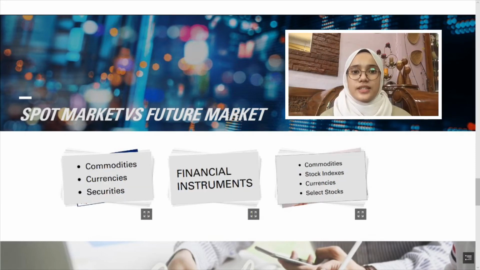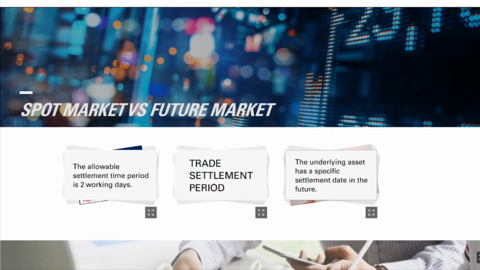Okay, so I would like to proceed with the financial instrument. Financial instruments for the spot markets are commodities, currencies, and also securities. For the future markets, the financial instruments are commodities, currencies, and also stock indexes. These are a few examples of financial instruments.